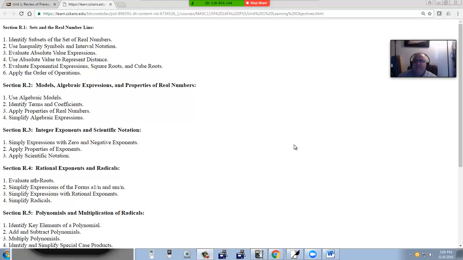Okay, identify subsets as inequality symbols, interval notation. Evaluate absolute value. First, one thing I want to talk about is exponential expressions and square roots and cube roots.